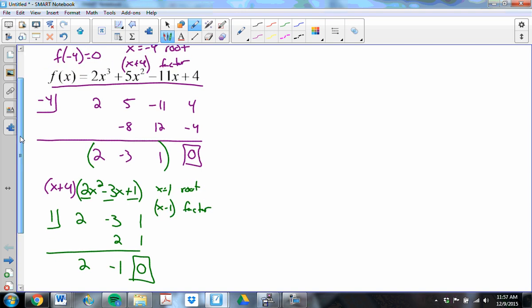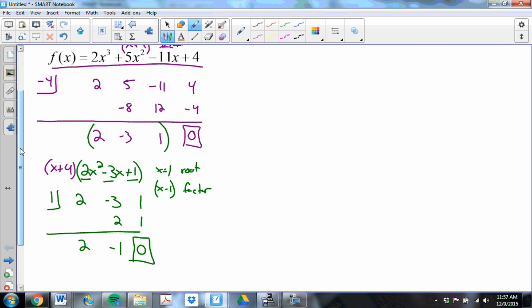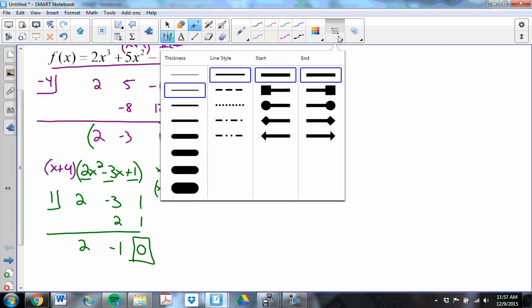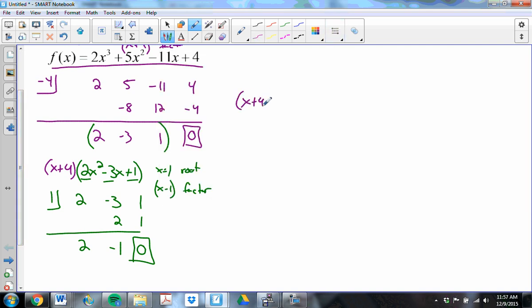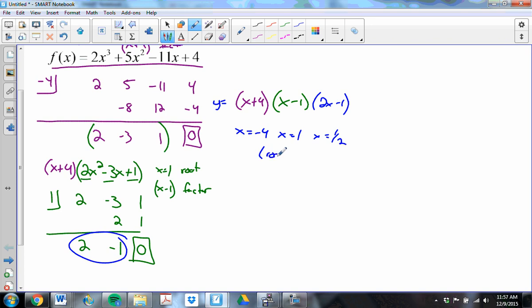And now I have from before, the x plus 4 is one of my factors. The x minus 1 is another of my factors. And all the stuff left behind here is my third factor. So my solutions are really going to be -4, 1, and 1/2. These are all my roots.